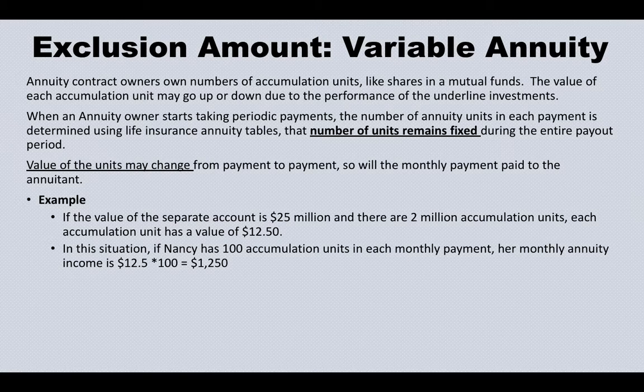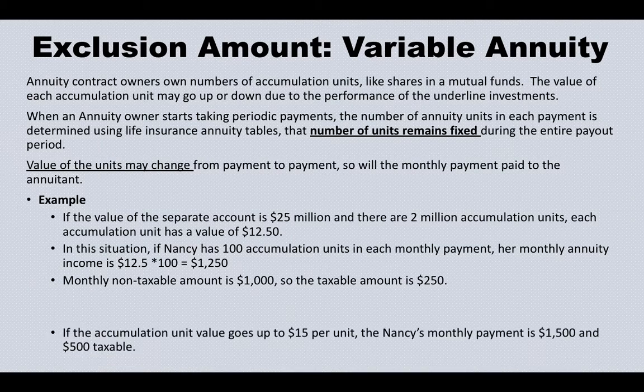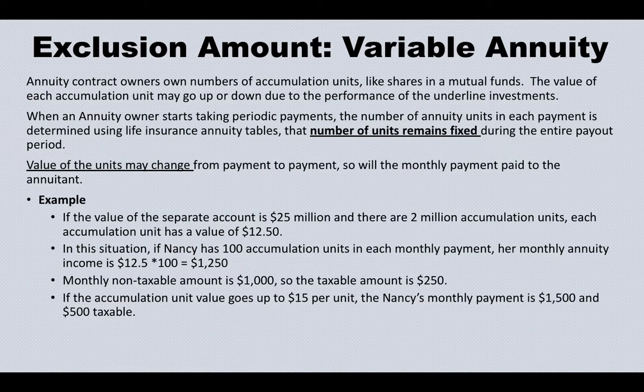So you can see, at the beginning, when she decided to take a monthly payment, her monthly payment is $1,250. Because $1,000 is non-taxable, the taxable amount is $250, right? Then what if the accumulated unit value goes up to $15 per unit? Then Nancy's monthly payment is $1,500 and $500 is taxable.